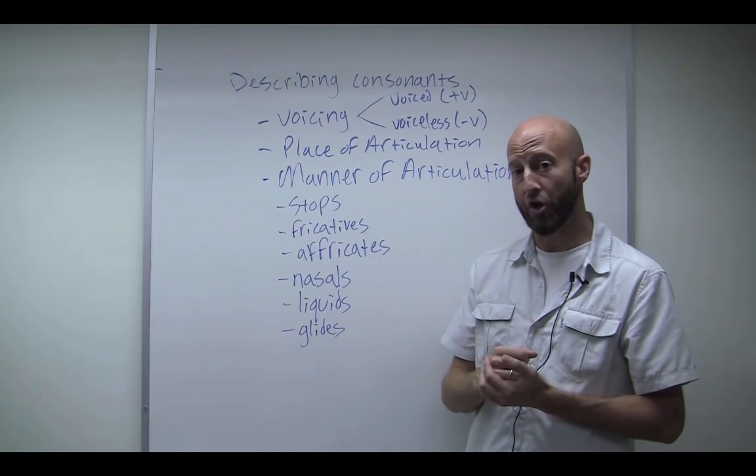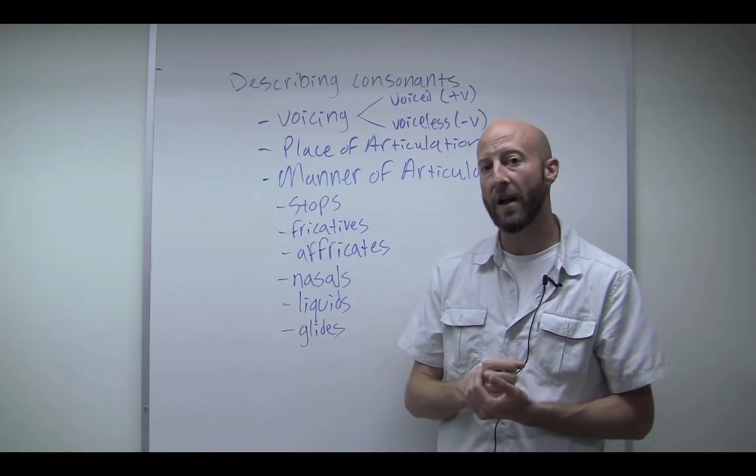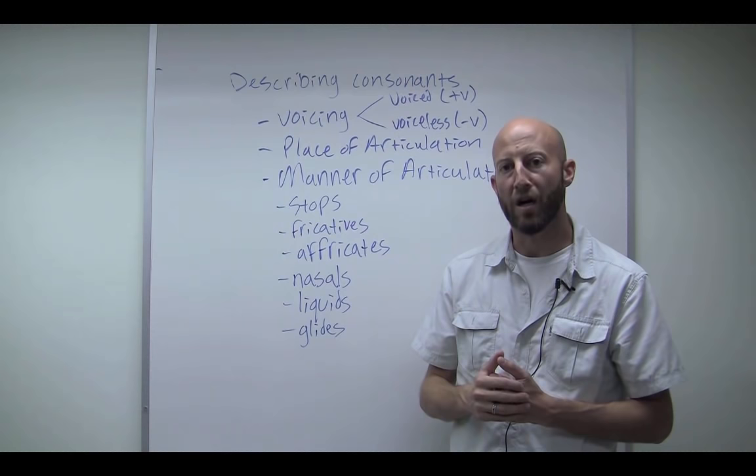We also have nasals. Nasal sounds happen when the velum is lowered, and that allows air to go through the nasal cavity, and that's really important for producing sounds like mm, mm, mm. We only have three, really, in English.